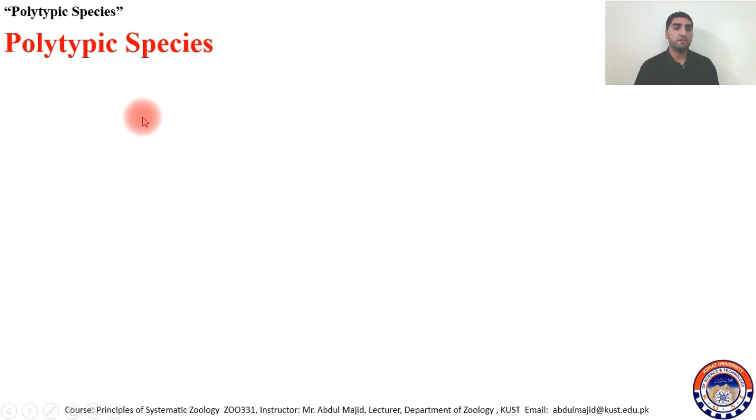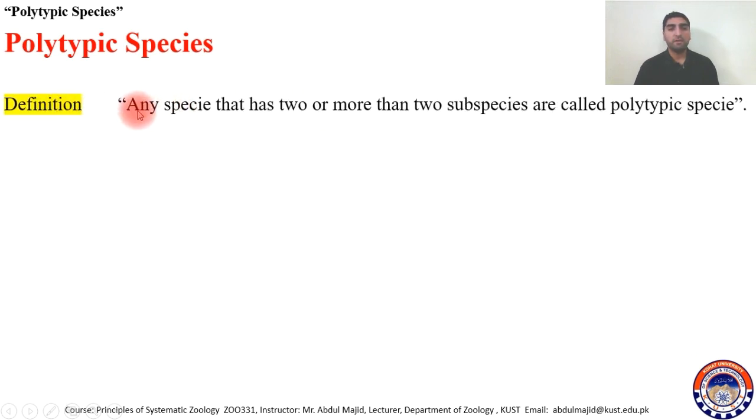What is polytypic species? Polytypic species by definition is any species that has two or more than two subspecies. As the name indicates, poly means many and typic means types. So any species which has more than two subspecies. For example, if there is a species which has subspecies, it will be known as polytypic species. But if any species has no subspecies, it will be known as monotypic, because they have only one type. Poly means many typic species, meaning a species which has subspecies.